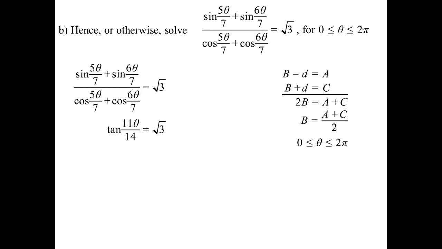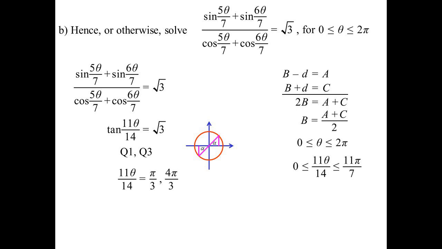Well, wait, watch this one. Theta is going between 0 and 2 pi. I want 11 theta on 14. So 11 theta on 14 will go between 0 and 11 pi on 7. So I'm looking for answers between 0 and 11 pi on 7. Yeah, I'm in quadrant 1 and quadrant 3. So we get pi on 3 and 4 pi on 3. And by the way, 4 pi on 3, of course, is less than 11 pi on 7. So, yeah, we include it. But now we make it theta, and there's our 2 possible answers.